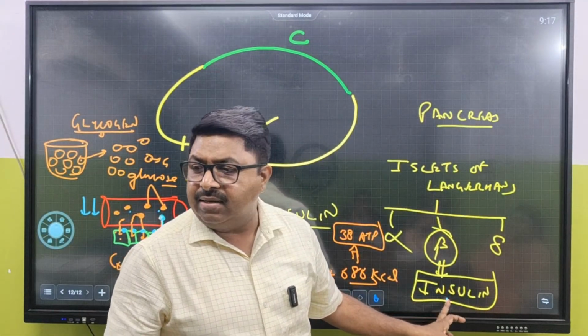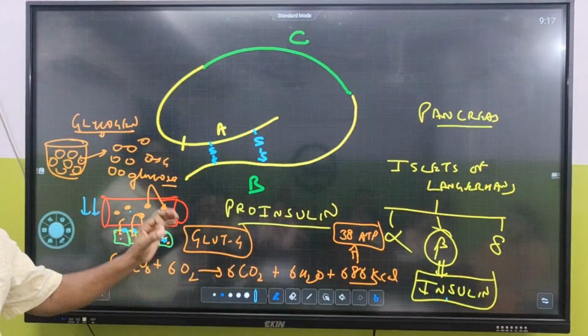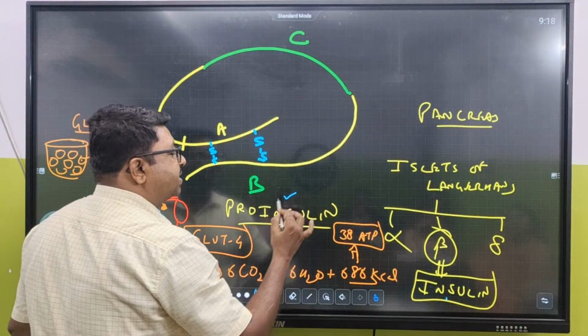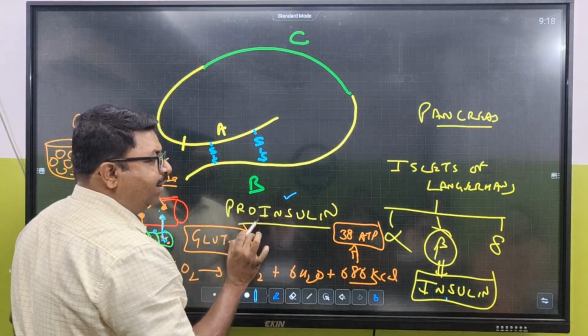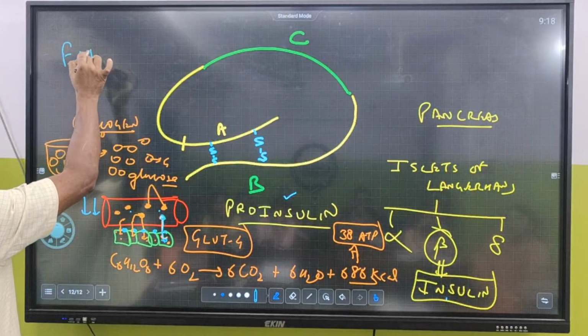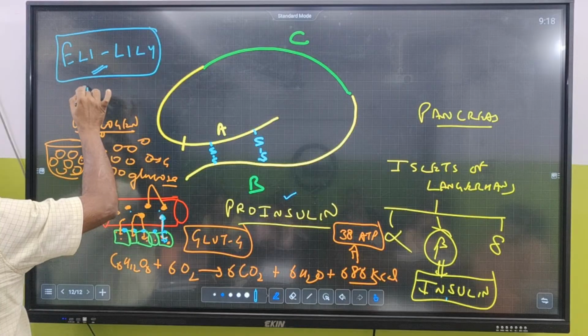Now normally before 1980 ये इंसुलिन किसके ऊपर डिपेंड किया जाता था? Slaughtered cattle and pig. Is this clear? But after 1980 we have started making insulin with the help of bacteria, and this was done by Eli Lilly company, an American company.